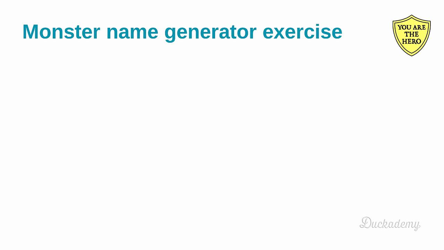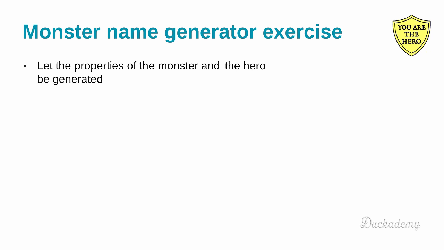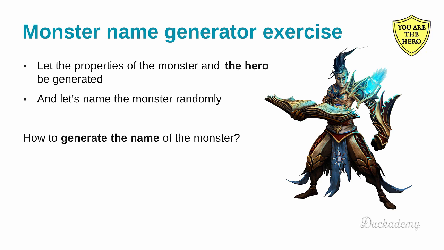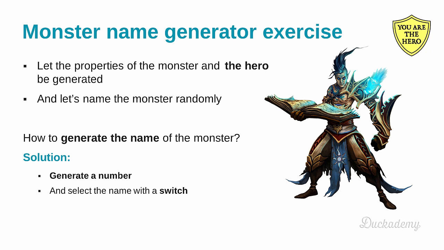The next exercise will be to generate the properties of the monster and the hero. And let's name the monster randomly. How to generate a name for the monster? The solution is we generate a number, and then we use a switch.